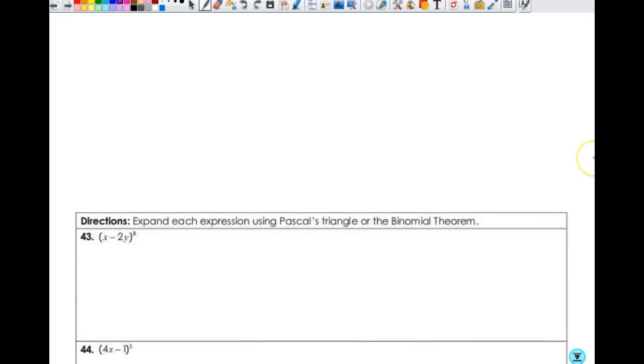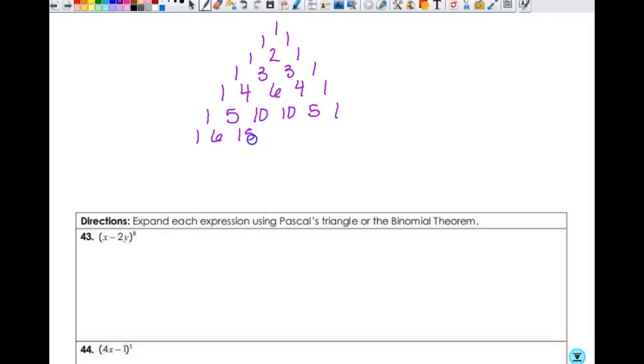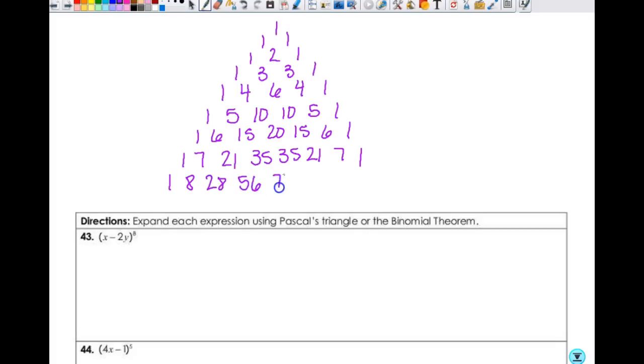But up here, if I wanted to, I would need to get to the 8th row of Pascal's triangle, so it would be 1, 1, 1, 1, 2, 1, 1, 3, 3, 1, 1, 4, 6, 4, 1, 1, 5, 10, 10, 5, 1, 1, 6, 15, 20, 15, 6, 1, 1, 7, 21, 35, 35, 21, 7, 1, and then 1, 8, 28, 56, 70, 56, 28, 8, 1. So there's the 8th row, and you got it, right?